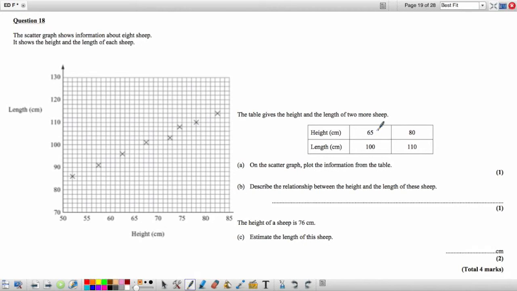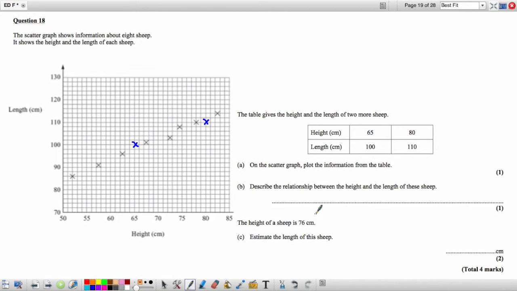So first, looking at our height on the x-axis, we go to 65, which has a corresponding length of 100. So that's here on our scatter diagram. The second sheep is 80 and 110, so going up here to 110 is here.